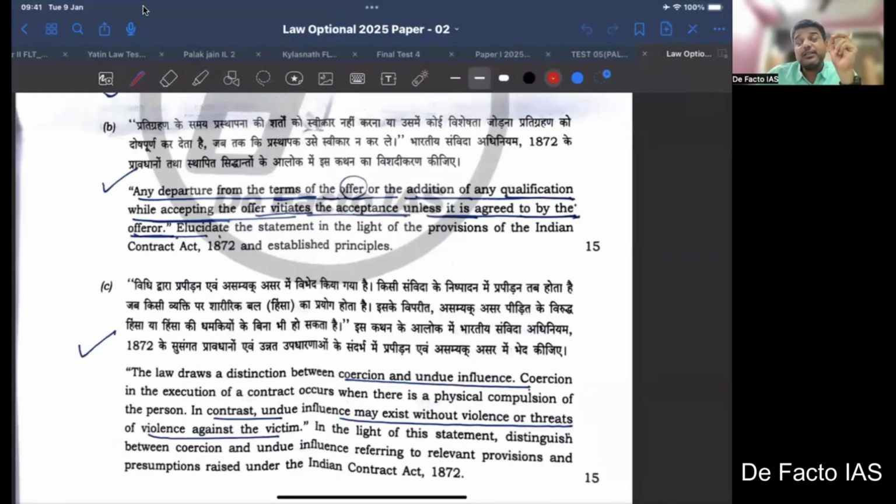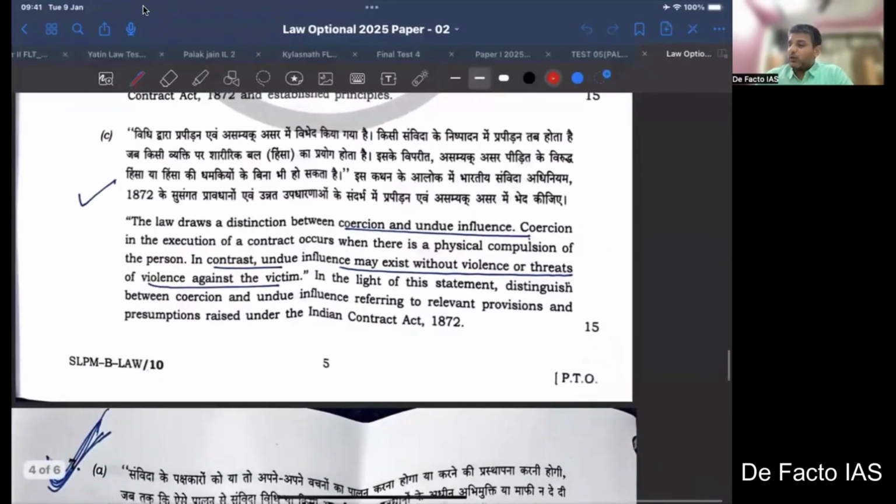Last year they asked the question, offer and invitation to offer, in the law optional paper of UPSC. Okay, now the law of coercion, such and such, last line, blah blah blah. But the main question is distinguish between coercion and undue influence. This is the main question. So I always tell in our test series also for law optional, leave the prelude, only consider the actual question. So this is the actual question.